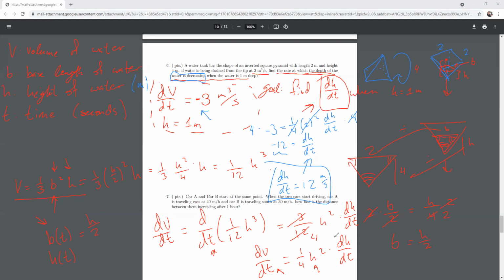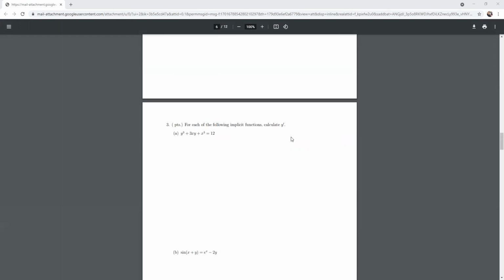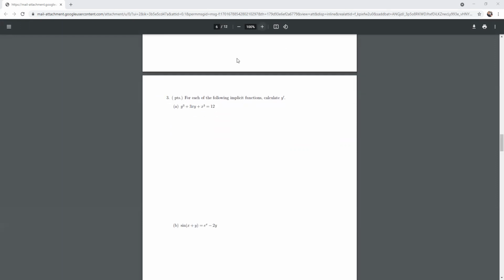Okay, so we're getting a bit short on time. I want to do some implicit differentiation before we go. So let's do maybe one or two of those. So I'm going to clear this work. Okay, let's try this one. All right, so we have y cubed plus 3xy plus x cubed equals 12. We want to find y prime.